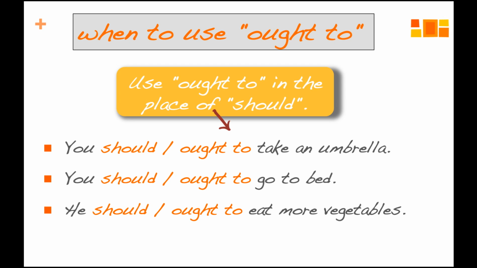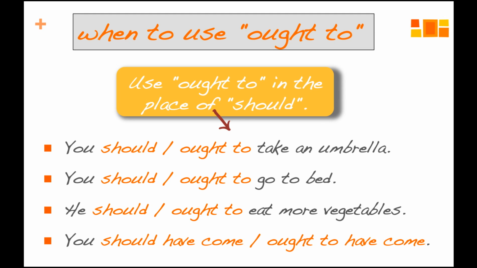Means exactly the same. And this also works for this "should perfect." "You should have come" or "you ought to have come" is exactly the same thing. And remember, "you should have come" is: you didn't come, but it would have been the right thing. "You should have come" and "you ought to have come" is exactly the same. So in most cases, you can use "ought to" in the place of "should."